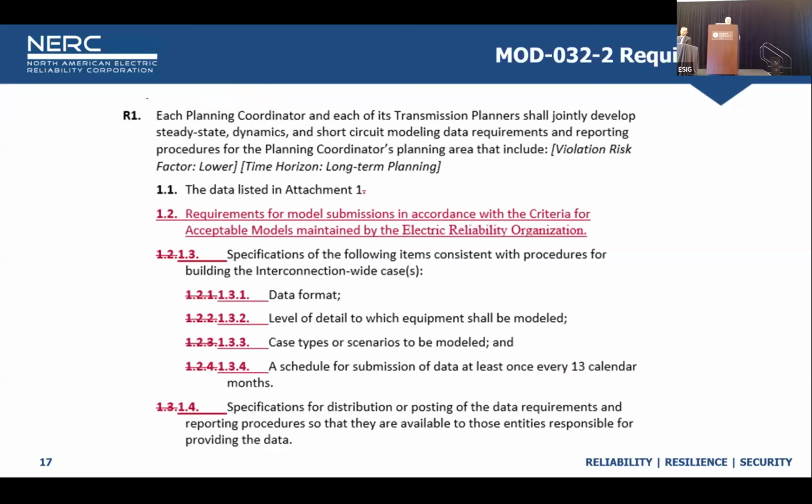One of the key points is in requirement R1, around the planning coordinator and transmission planner model data requirements and reporting procedures. We added a line item that needs to include requirements for model submissions in accordance with the criteria for acceptable models, which are maintained by the ERO, the Electric Reliability Organization, or in other words, NERC. I think this is the heart of what provides that modeling framework. In the FERC 901 orders, there are several references to what they call industry approved models, a model library, or generic models.